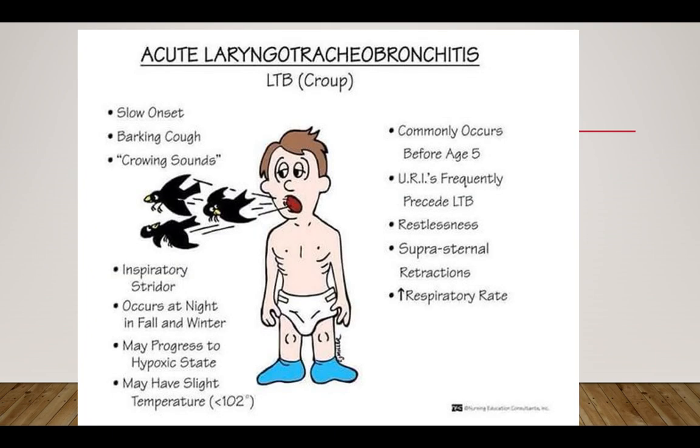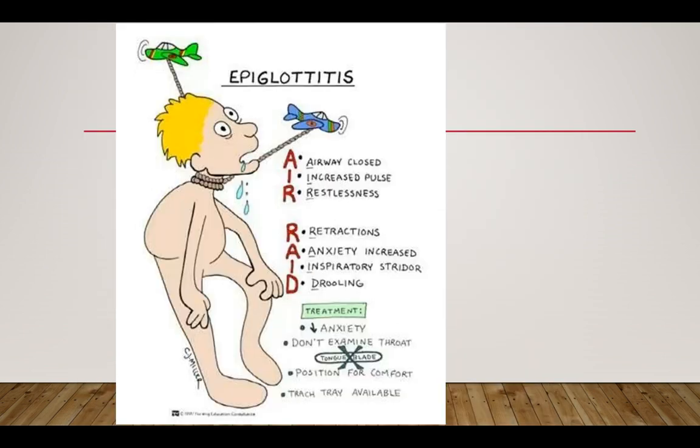Here are some things for acute laryngotracheal bronchitis. Croup, look at the film, look at the picture, and it will tell you what it is and what happens to it, okay? Epiglottitis, which is airway closed, increased pulse, restlessness, retraction, anxiety, increased inspiratory stridor, and drooling, excessive drooling. You look at that picture and that'll tell you a lot about it.